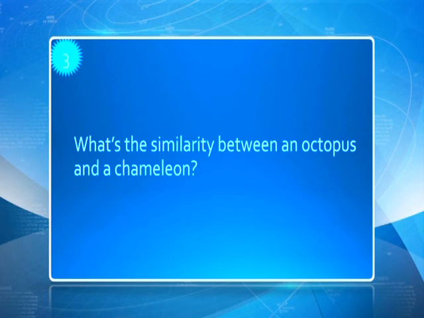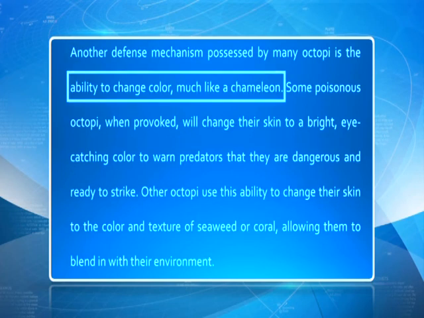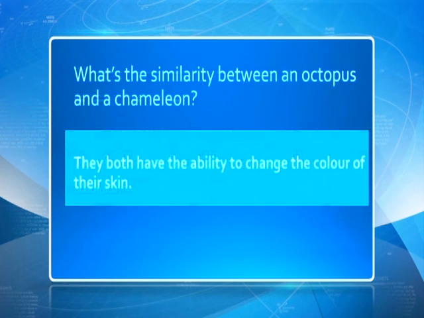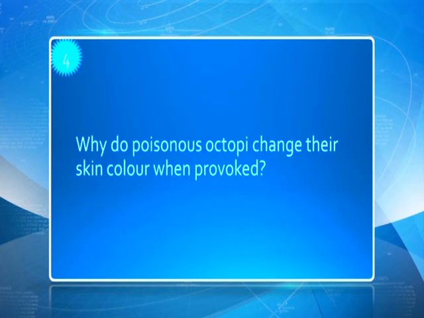Good. Question 3. What's the similarity between an octopus and a chameleon? So the similarity is clear from this paragraph. It's the ability to change color. So they both have the ability to change the color of their skin.